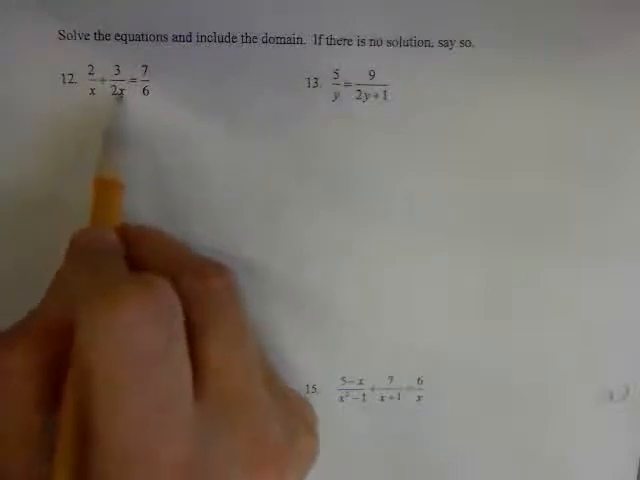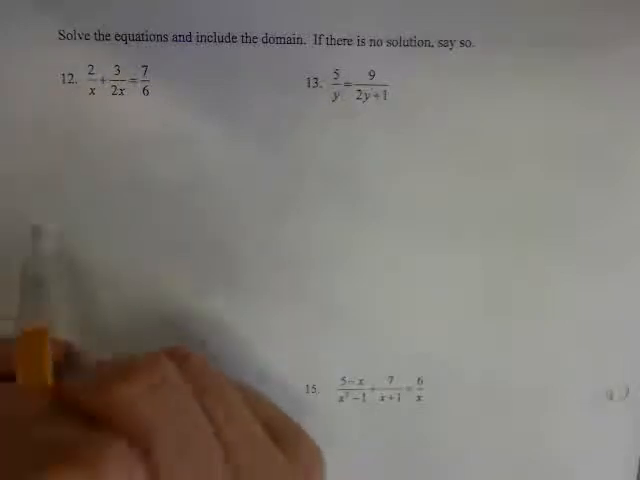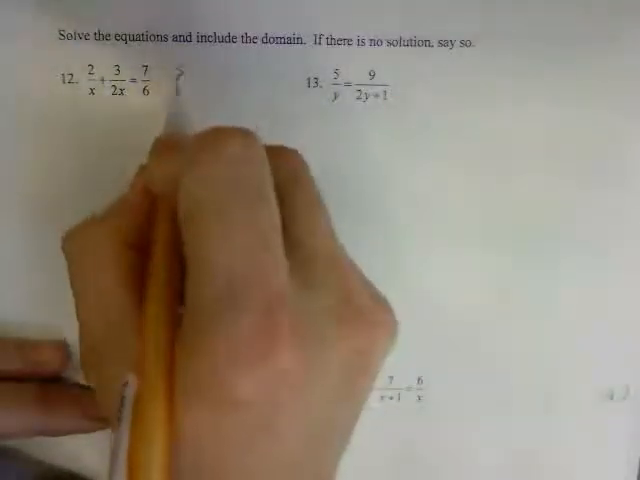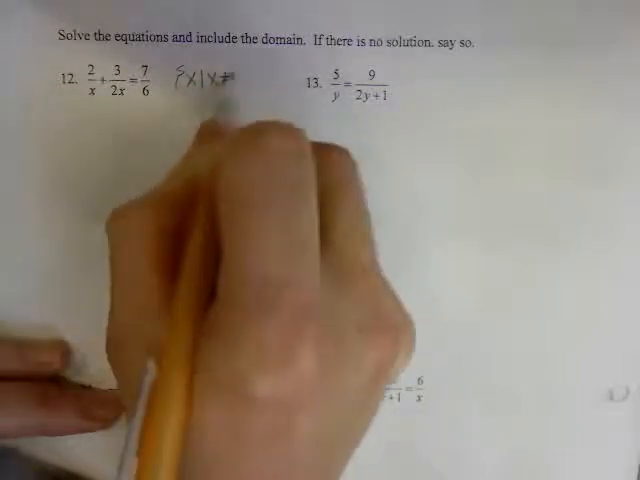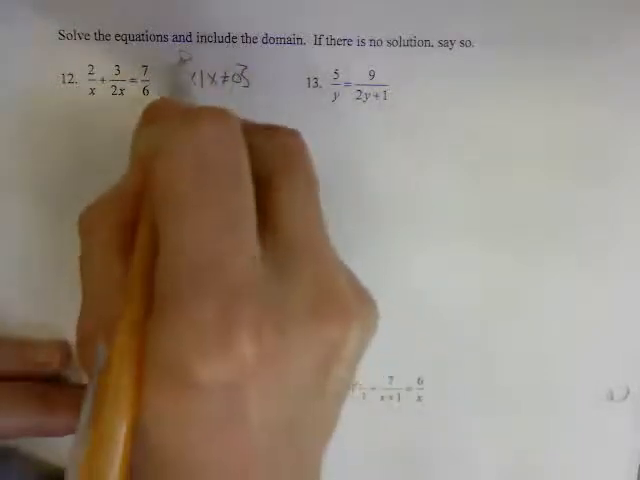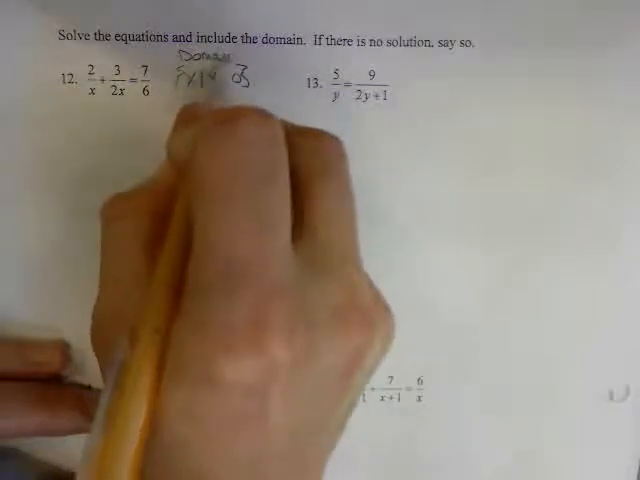And same thing in this part. What makes this 2x equal to 0? Well, 2 times 0 is 0. So our domain is going to be all values for x except for 0. So that's our domain.